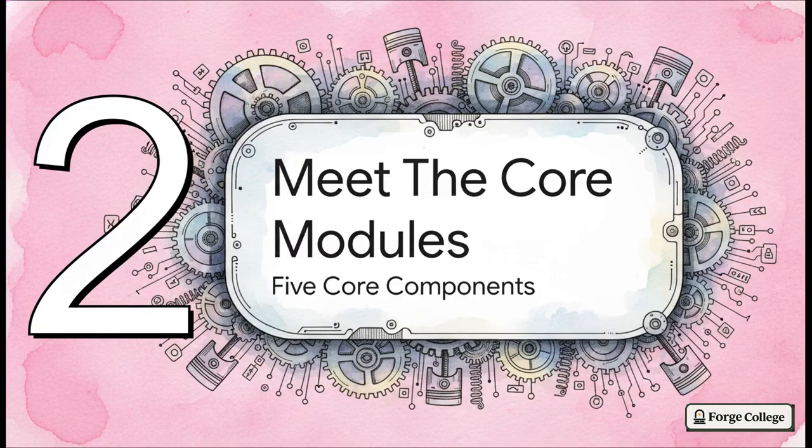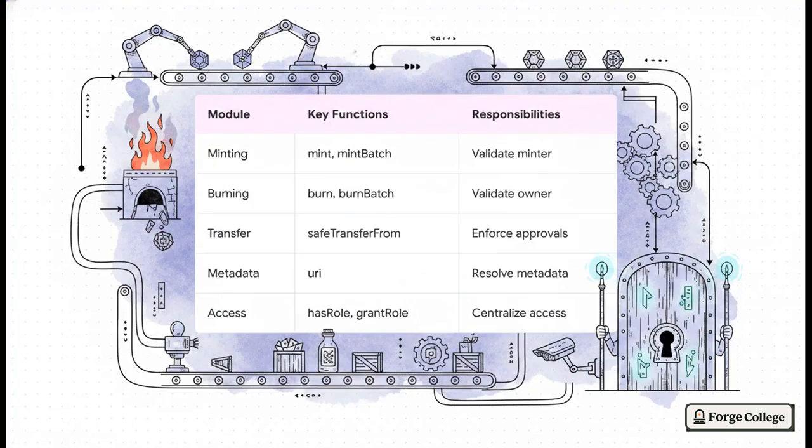Section 2, meet the core modules. Let's lay out our 5 core components here. You can kind of think of minting as our assembly line, right? That's where the tokens are born. Burning, that's the incinerator, where they go to be destroyed. Transfer is the conveyor belt moving them all around. Metadata is our labeling department, sticking descriptions on everything. And access control, well, that's our heavily guarded security vault, making sure only the absolute right people can press the buttons. By separating our contract into these distinct modules, we ensure single, clear responsibilities, which honestly makes auditing the whole thing a total breeze.